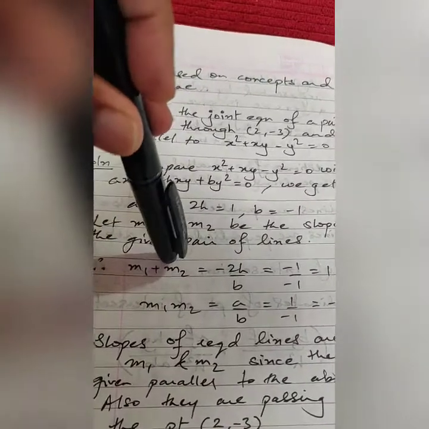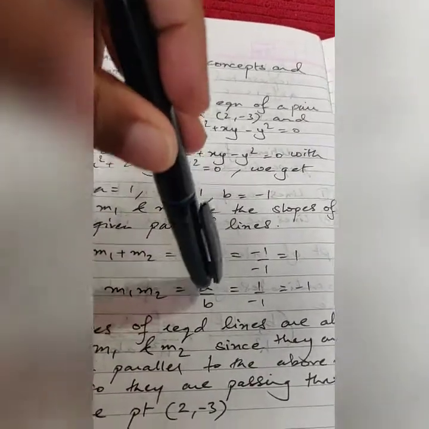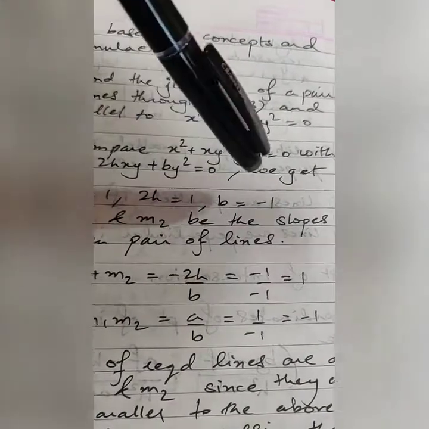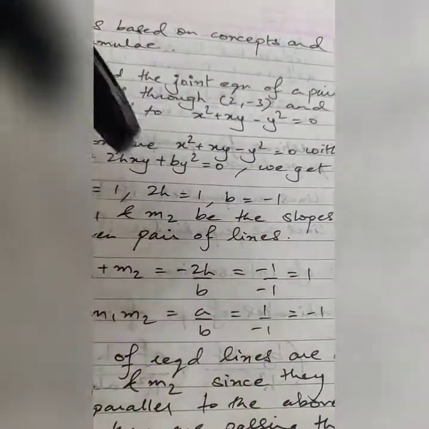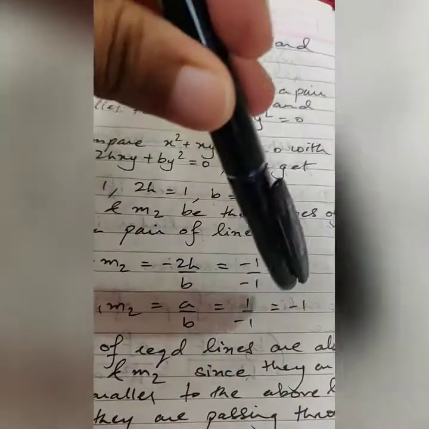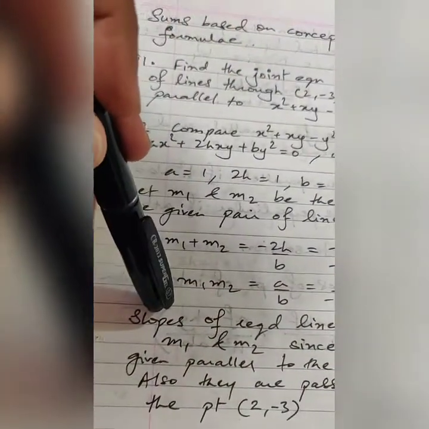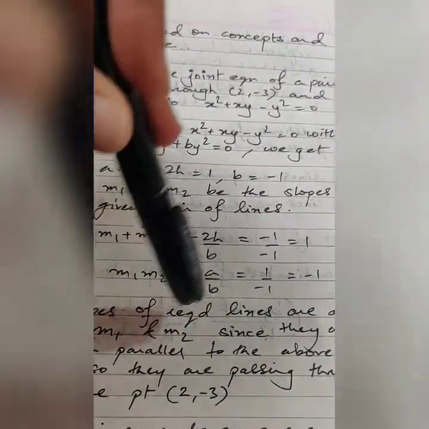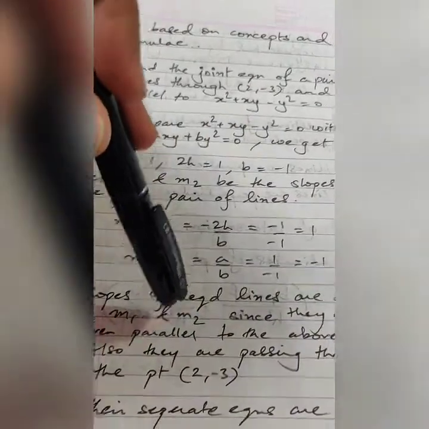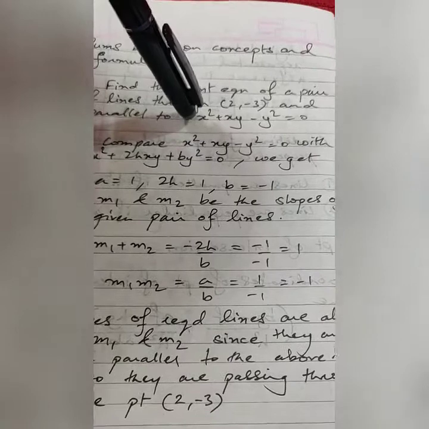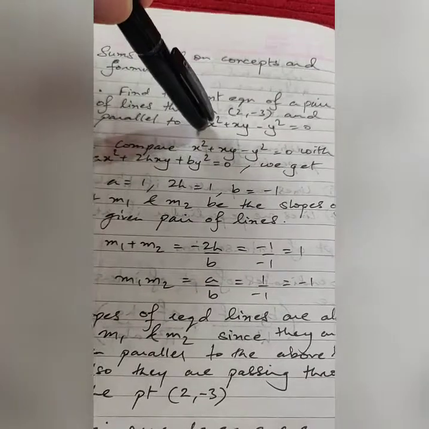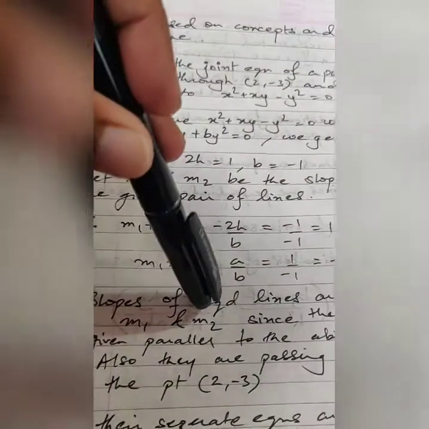From that we'll get m1 plus m2, and m1 into m2. We've already learned the formulas for that earlier, right? So m1 plus m2 is minus 2h by b, which would be minus 1 by minus 1, so that would be 1, and m1 m2 is a by b, which would be 1 divided by minus 1, which would be minus 1. Now remember, the slopes of your required lines will also be m1 and m2 because your required lines are parallel to the given lines, right? It's quite clear here. Your required lines are parallel to these lines, so obviously even their slopes will be m1 and m2.